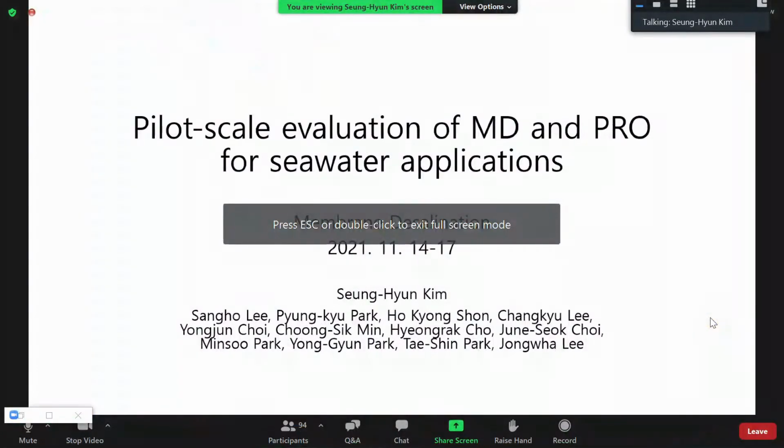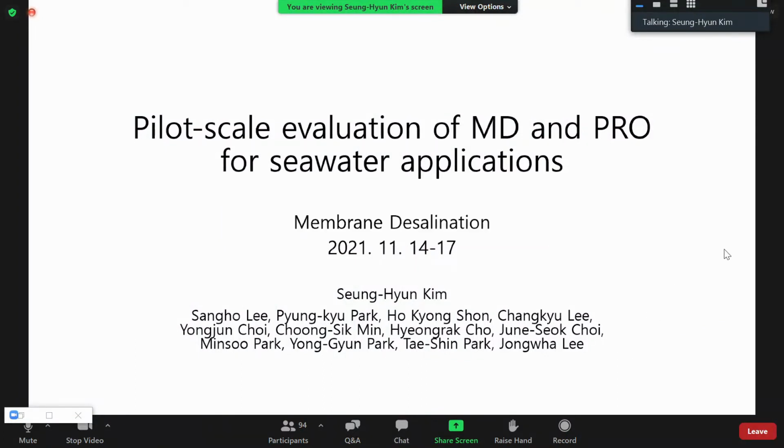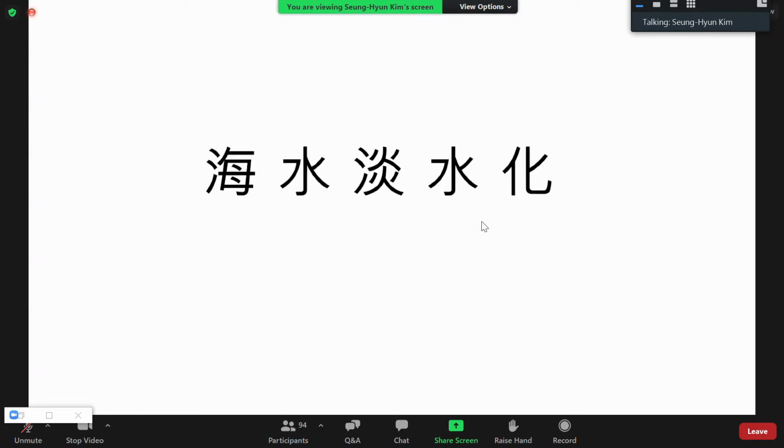My topic today is about a pilot scale evaluation of membrane distillation and pressure-retarded osmosis for seawater application. As Professor Sean mentioned, I have been involved in research to study scaling up of these membrane distillation and pressure-retarded osmosis. So I'm going to share these experiences in this presentation. Down here, you find many names. They are the people who actually contributed to this work, but I'm not going to go through these names one by one because of time.